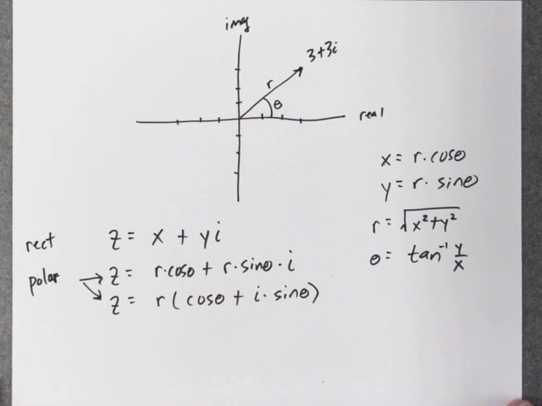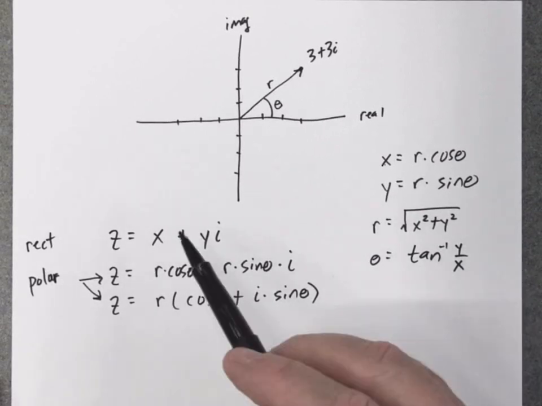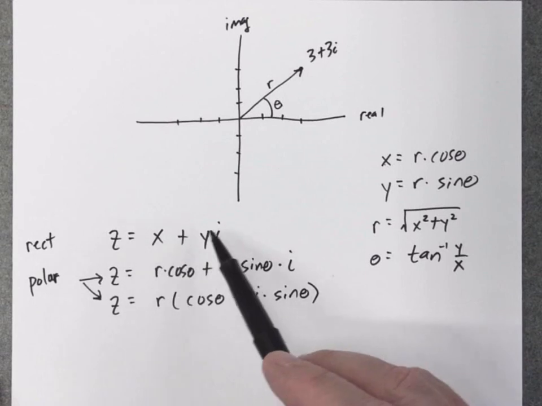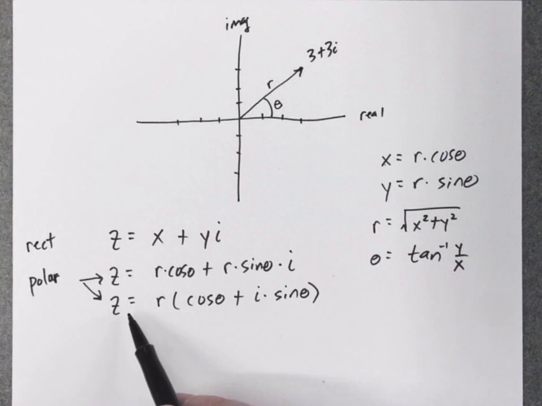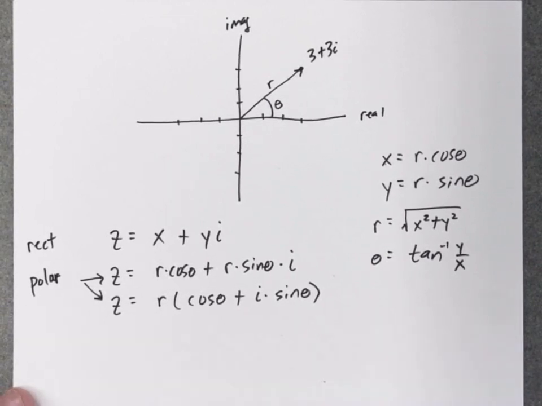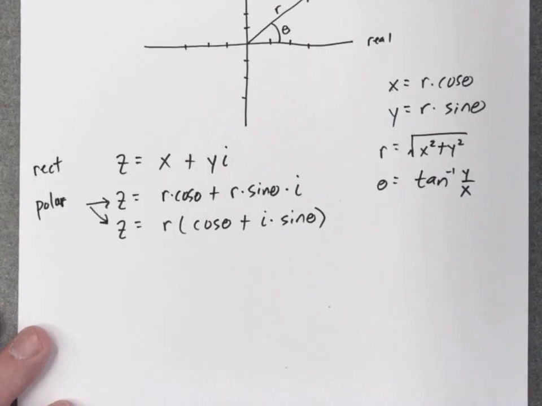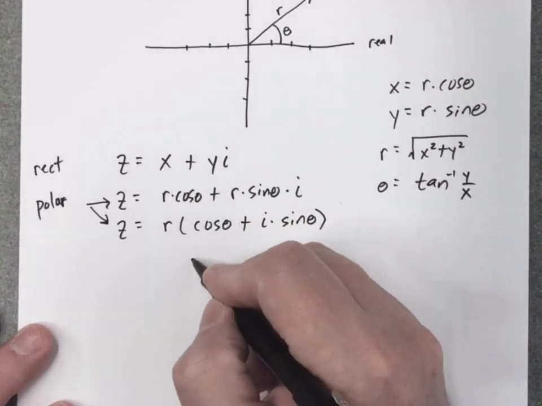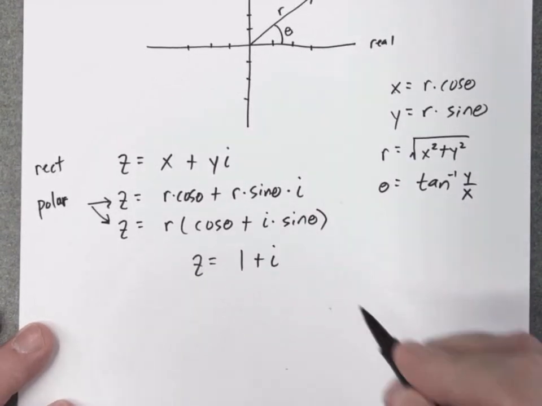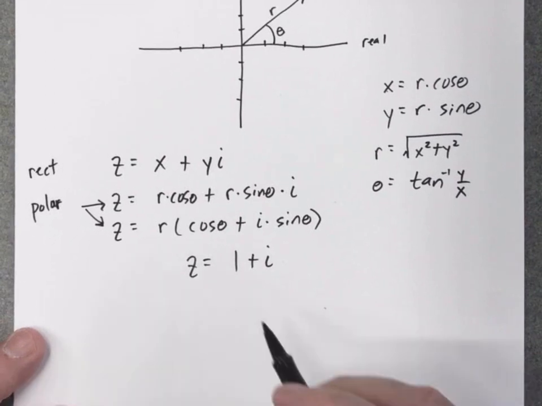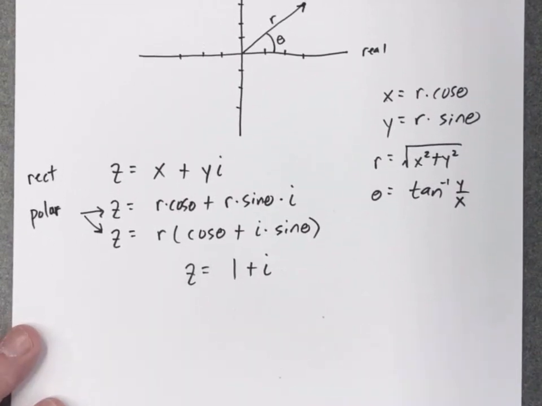So in a minute, I'm going to do a problem where I'm going to take an imaginary number in rectangular coordinates, the normal way we have imaginary numbers, but I'm going to rewrite it into the polar form of a complex number. So let's just do that. Think of a fairly simple example. How about one plus i? So 1 is the real part, i is the imaginary part.